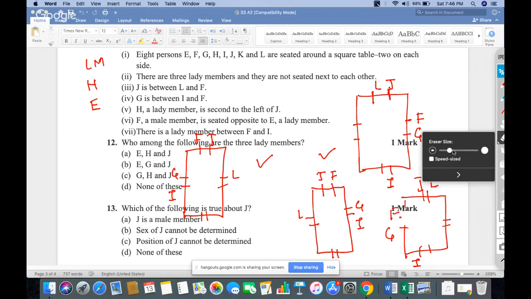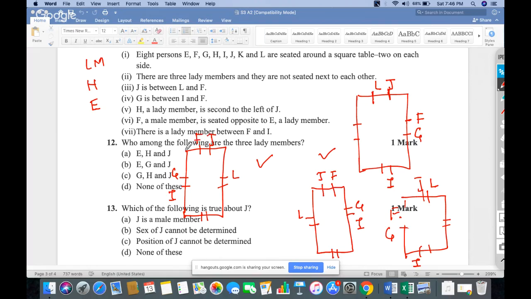Question reading mistake. In front of you, I'm making this mistake. In the exam also you can make this mistake. I mean, I also used to make this. H is a lady member who is sitting second to the left of J.